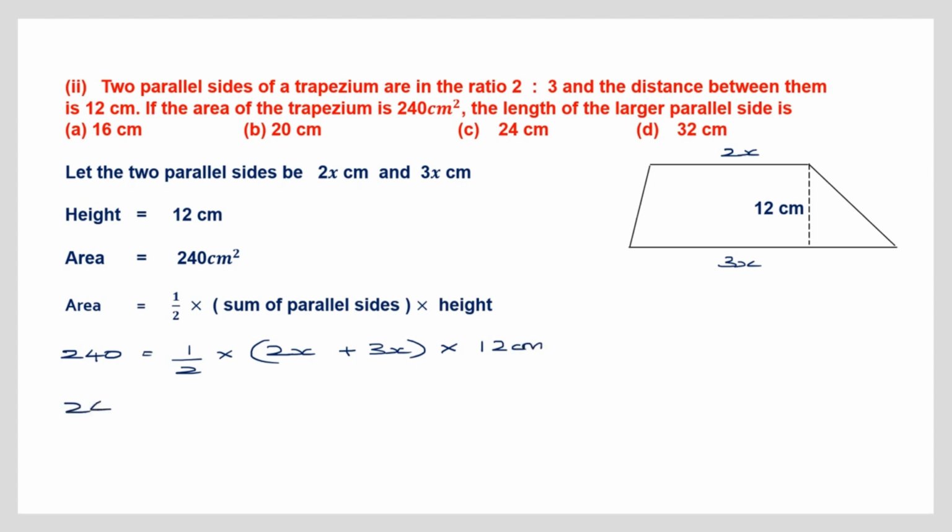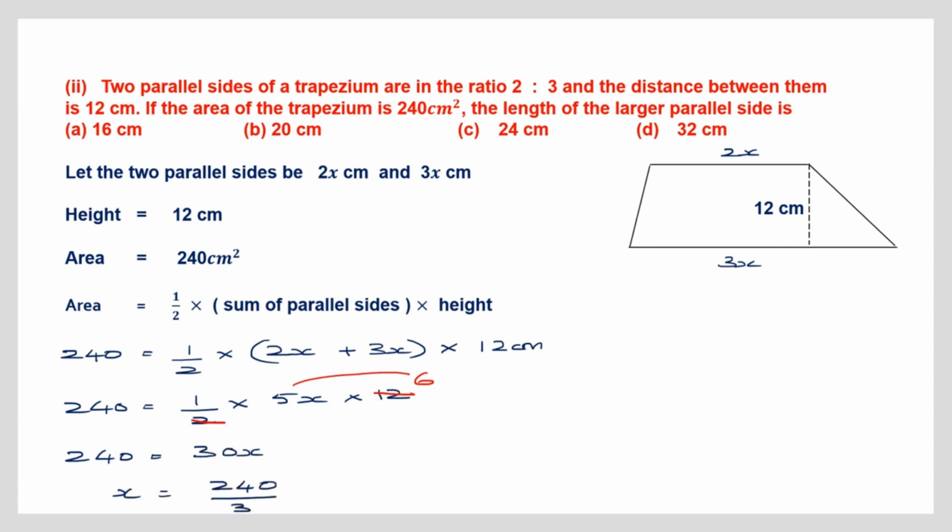Now let's simplify. 240 equals 1 by 2 into 2x plus 3x is 5x into 12 centimeters. Now cancel, 2 sixes are 12. Now what do we have? We have 240 equals, now let's multiply here 5 into 6. 5 sixes are 30, 30x. Now we can find the value of x. x is equal to 240 divided by 30. First we can cancel the zeros, then 24 and 3. 3 eights are 24. So now we have found the value of x. x is equal to 8.